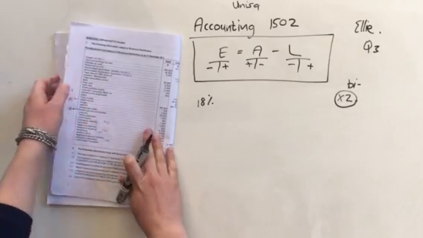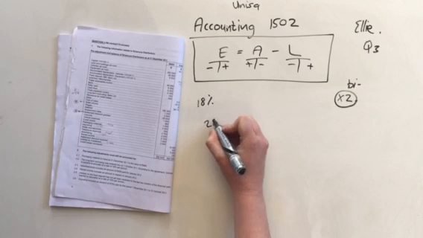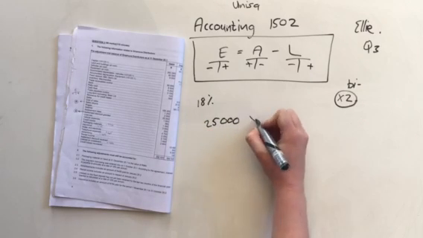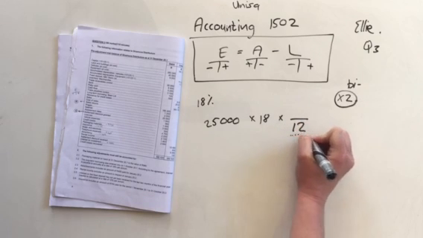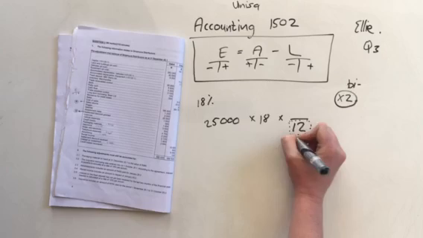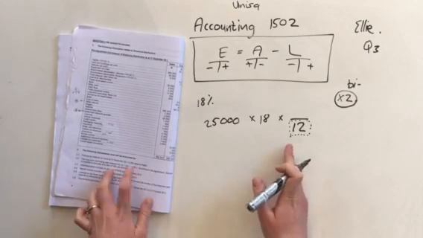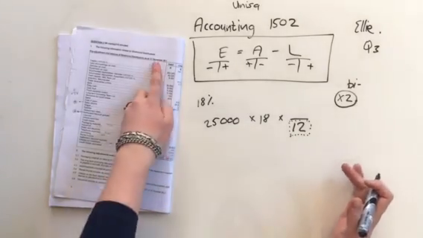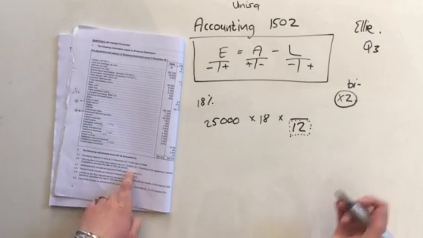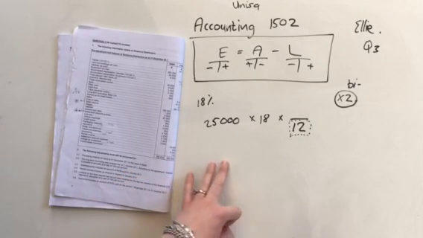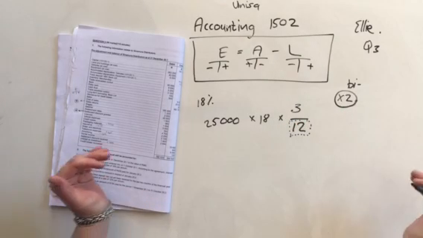The amount for the long-term loan is 25,000. So 25,000 times 18% for the year. But a year is 12 months. Okay, so how many months of those 12 fall into our time period? Our time period is there at the top, 31 December. This one was entered into in October, so it's October, November, December. So 3 months fall in our year.